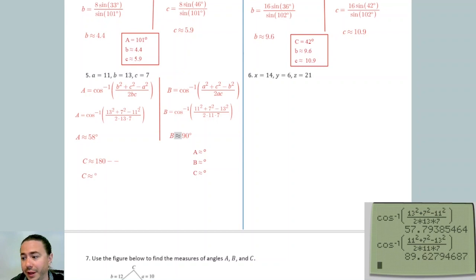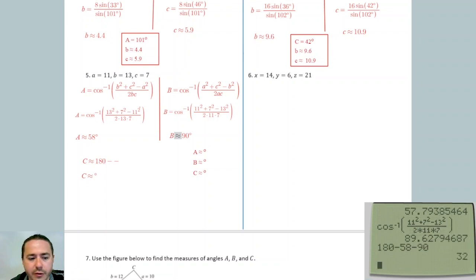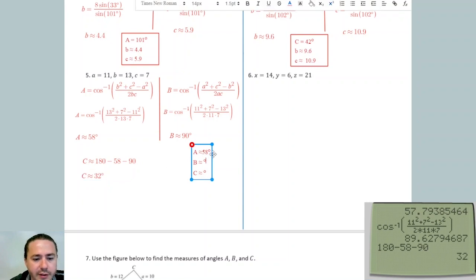Now, Pythagorean theorem, unfortunately, is still not going to work. SOHCAHTOA, all that stuff, only works with right triangles. And while this is close, it's not exact. So anyway, let's do 180 minus 58 minus 90, and we'll get our third angle, which is about 32 degrees. And there we go. So we got all three angles. So 58 and 90, and finally 32.